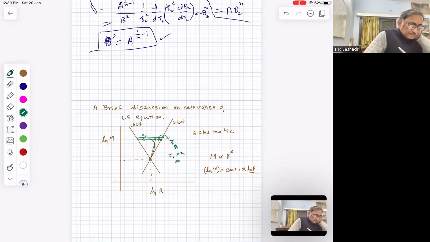So for the intermediate time, when it has not reached that equilibrium in the main sequence star, the system behaves according to this Lane-Emden equation solution which I have given.